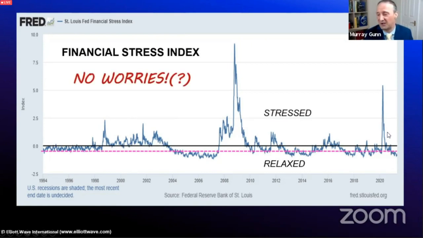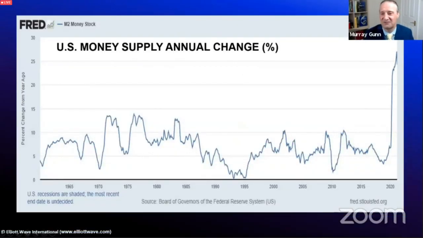So basically, what this is telling us is that market participants see absolutely no worries whatsoever in the markets, and that taking the opposite view of that, when people are expecting no worries, we might think that it might be time to worry about something. So, but why do people expect no worries? Well, this is the chart that really tells us the story. This is the US M2 money stock, the money supply, the annual change on a percentage basis.